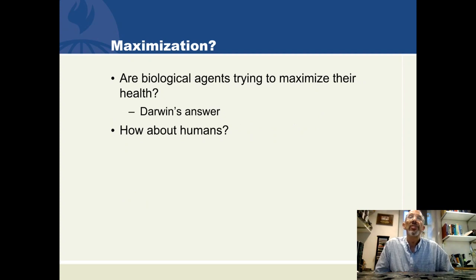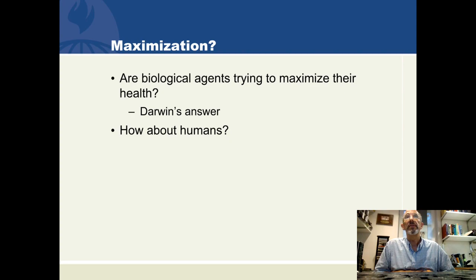Are biological agents really trying to maximize their health? Well, Charles Darwin's answer was quite simple. He says, in the long scale of time, over hundreds of thousands of years, all of the biological agents that did not try to maximize their health are gone. They're extinct. They were competed out of their niche by members of their same species that were trying to maximize, and only the maximizers passed on their genes over the 100,000 or million year scale of life.